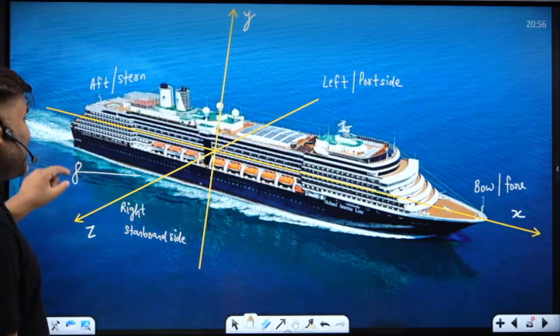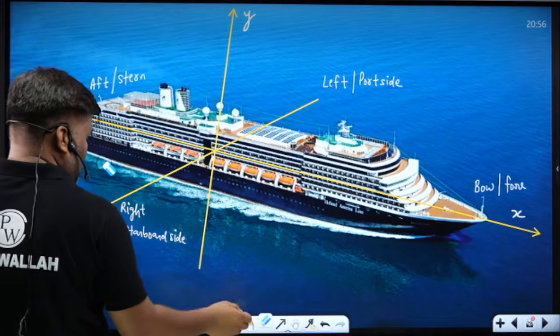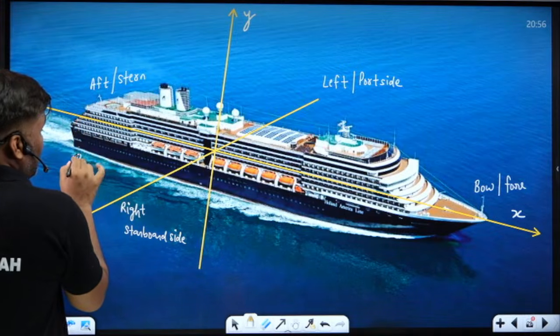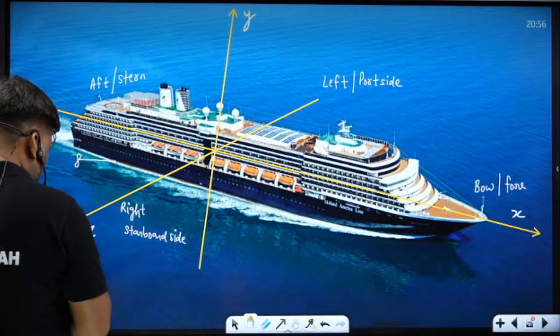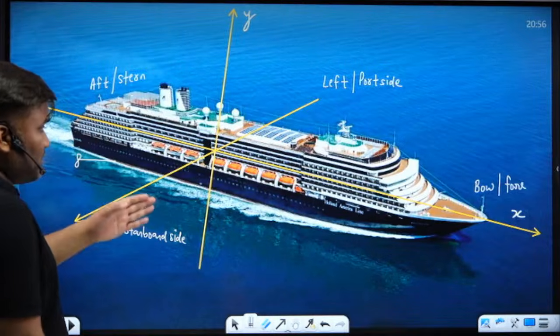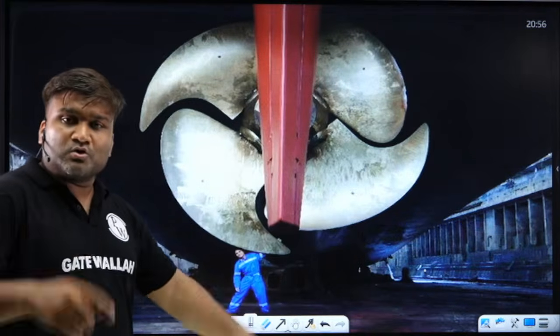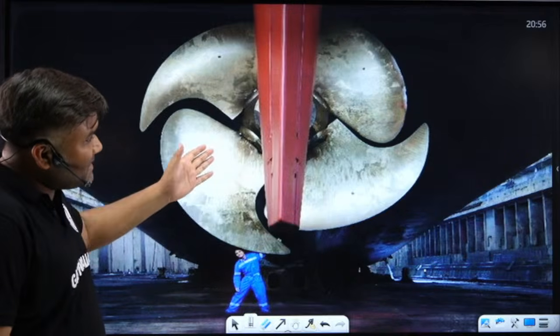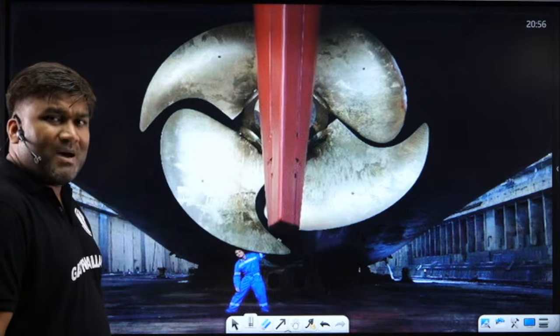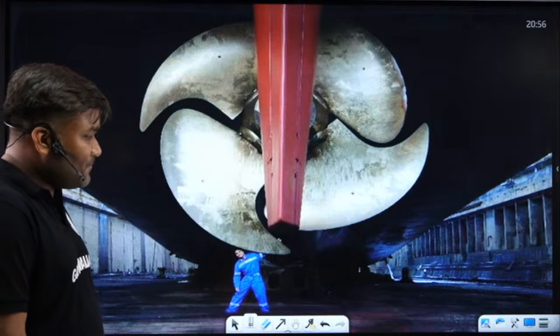Don't think that this is a very small size propeller, sir. This looks small to you, but this is actually very big. For this ship which I have shown here, a very big cruise ship or a cargo ship, the propeller size is of this order. Massive propeller. Tons is the mass of this propeller.